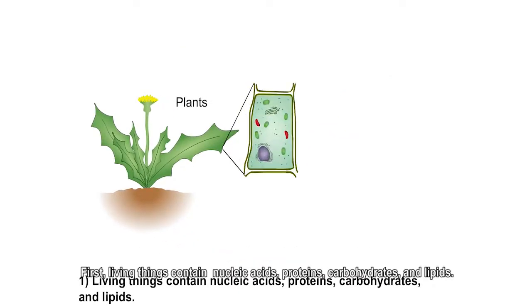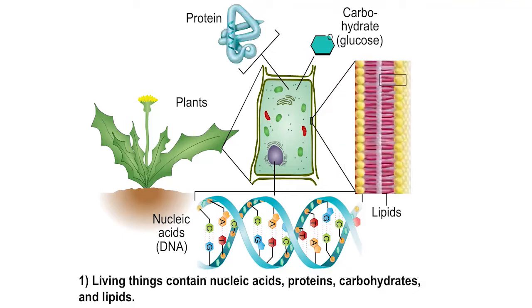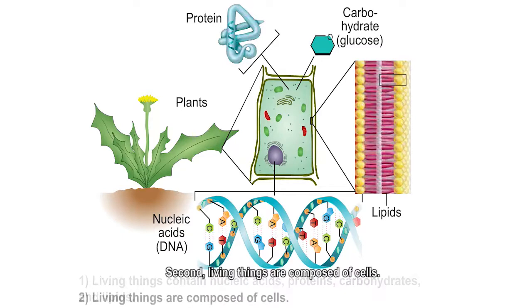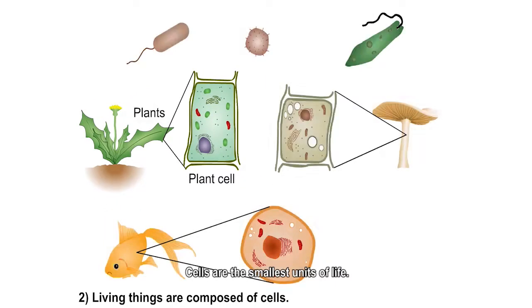First, living things contain nucleic acids, proteins, carbohydrates, and lipids. The nucleic acid DNA, deoxyribonucleic acid, is especially important because DNA molecules can be replicated, an ability that enables organisms to reproduce themselves. Second, living things are composed of cells. Cells are the smallest units of life. Some organisms have only a single cell, others are multicellular. Humans, for example, are composed of trillions of cells.